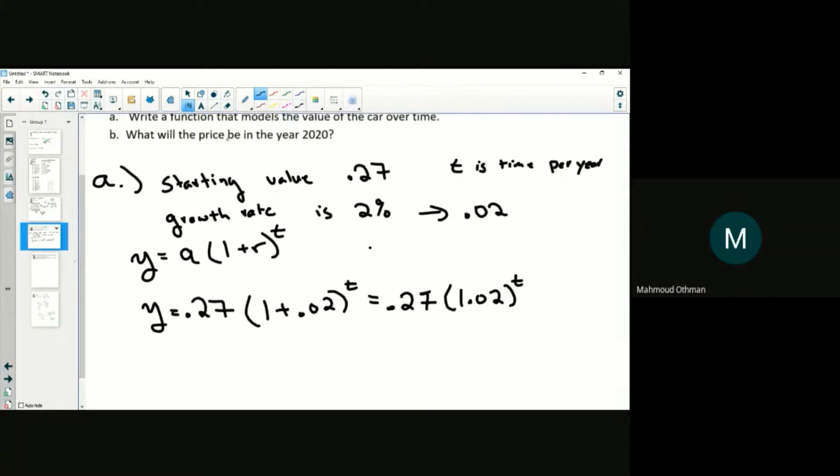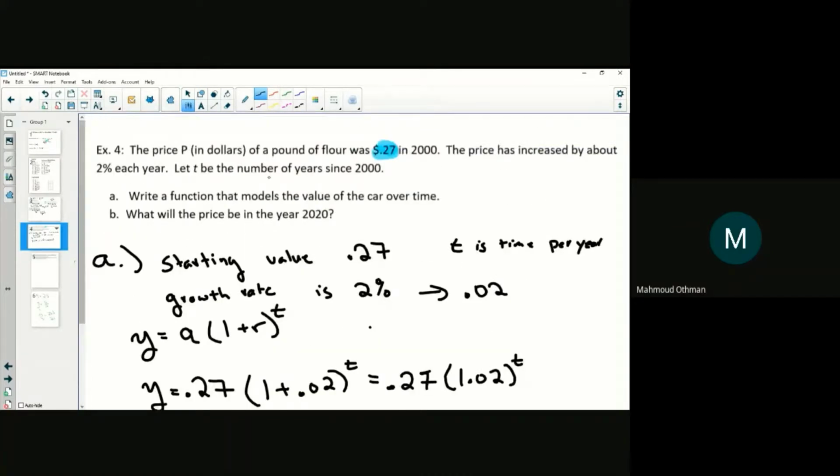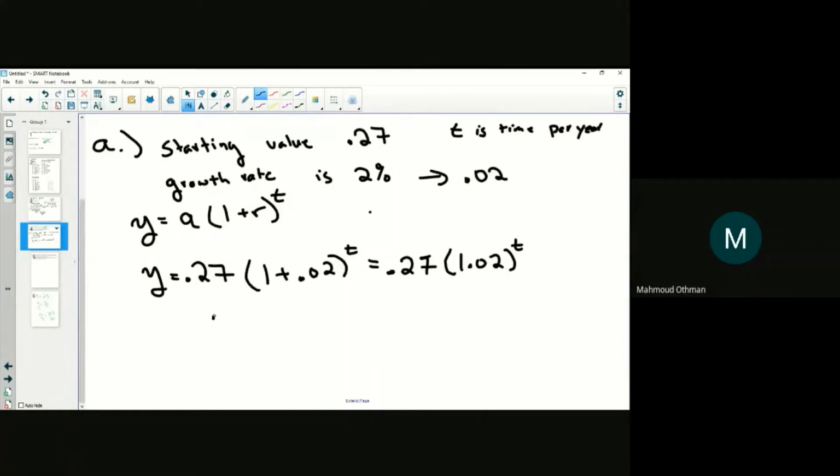Now they're asking, what will the price be in the year 2020? So here's the thing. Remember, it is years since 2000. So 2020 would not be represented by the year 0, that's 2000. So from 2000 to 2020, that is a total of 20. So your t value is going to be 20. So t is going to equal 20.